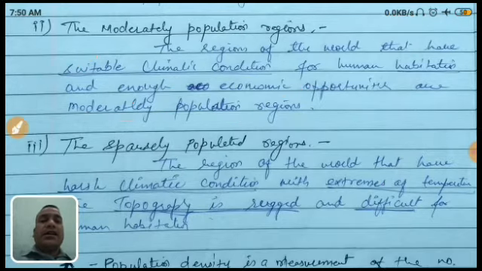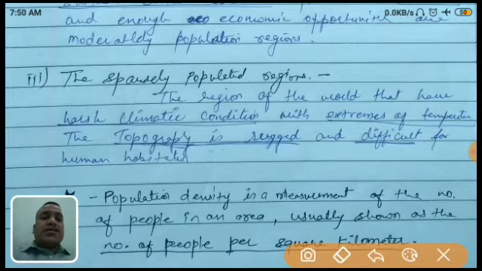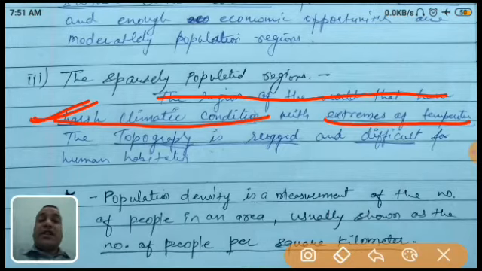And the third one is the sparsely populated region. Sparsely means very far apart, very few people are living. The region of the world that has harsh climatic conditions. You can understand there are two main things: the climatic condition and the economic activities. So very harsh climatic condition with extremes of temperature, either too much cold or too much hot. These are two extreme conditions of temperature.